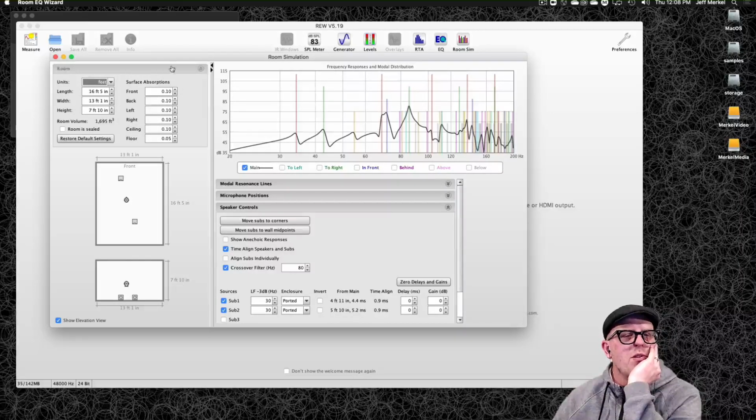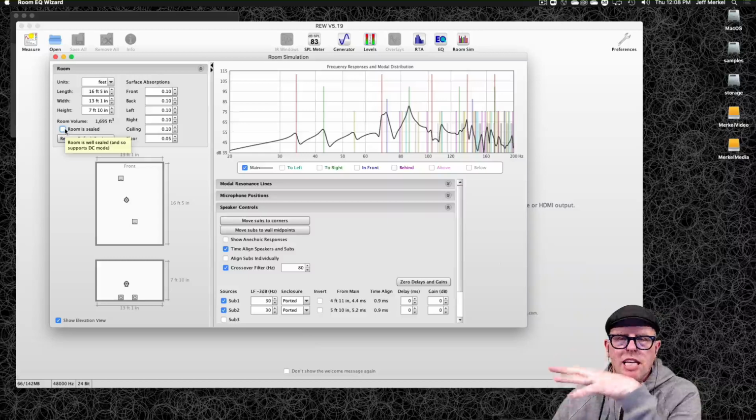So surface absorption. These are my absorption coefficients. It's not saying per frequency; these are just kind of generic absorption coefficients. And I can say the room is sealed. Most rooms are going to have leaky air.